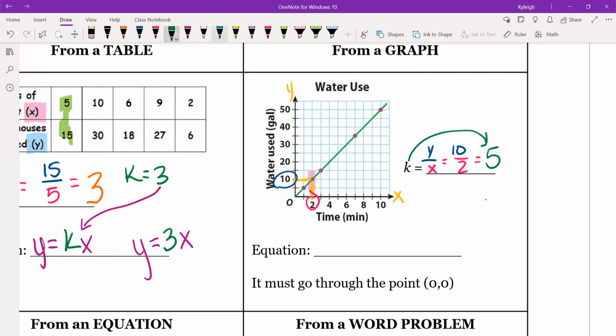So again, plugging it into the formula, y equals kx, we have y equals 5x. But remember, we said there was something special about graphs this time, and it has to go through the point 0, 0. So it has to go through this corner right here, 0, 0. That's also called the origin, and that's what you're going to hear me saying all the time. It's got to go through the origin.